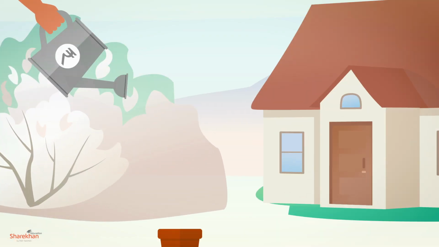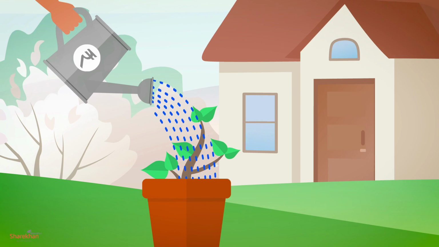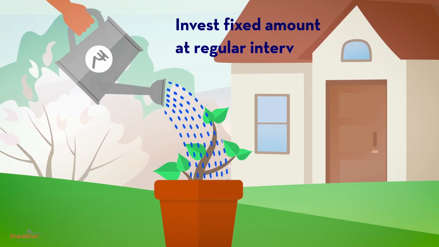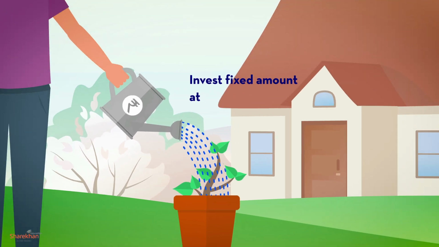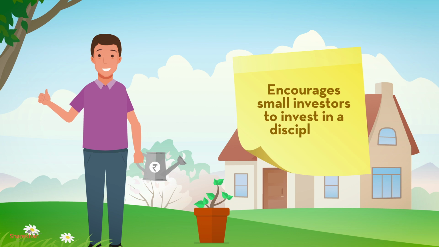The way SIPs work is that instead of making you invest in a big lump sum in one go, this plan enables you to invest fixed amounts at regular intervals, say monthly, quarterly, or annually. This is a great option for small investors who don't have a lot of money to invest, and it encourages them to start investing in a disciplined manner.